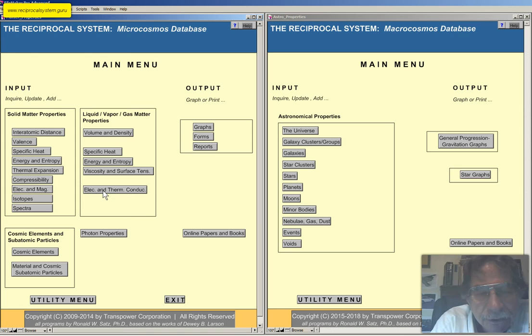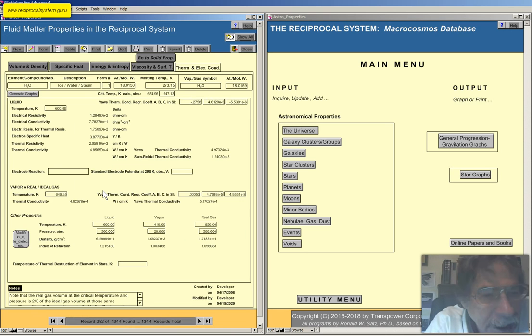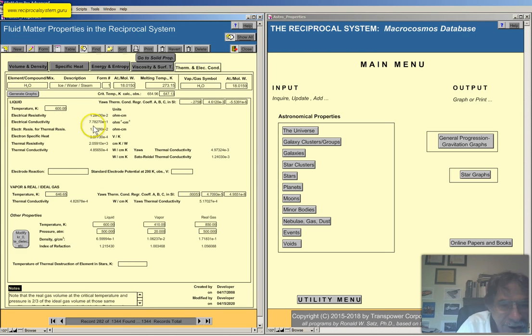Takes a couple seconds to load in. We're going to stick with water as our sample molecule. You can see that I have 1,344 records in the system, so I've covered all the elements and many compounds, enough to verify the system. If the compound that you're interested in is not in the system, you can simply add it in. You just click New, and you fill in all the data.